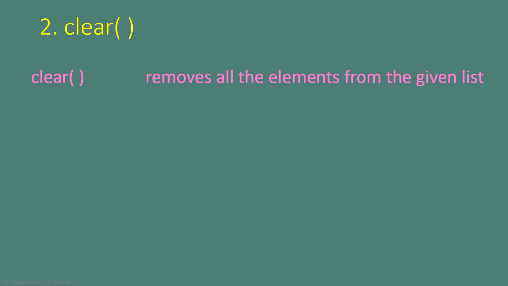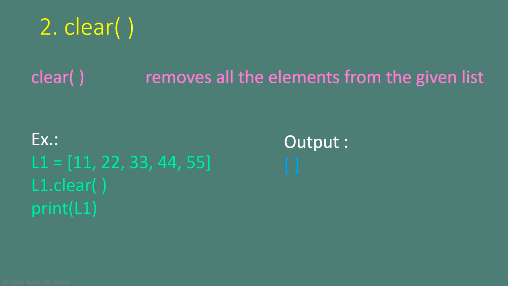Clear. Clear is the method which will remove all the elements from the given list. Let us take the same L1 as the list with 5 elements in it, and if we do the clear operation with L1 and if we display L1, we will be getting the empty list as output.